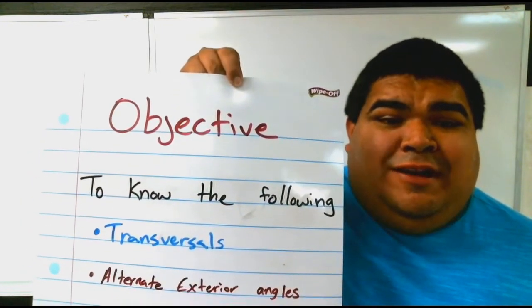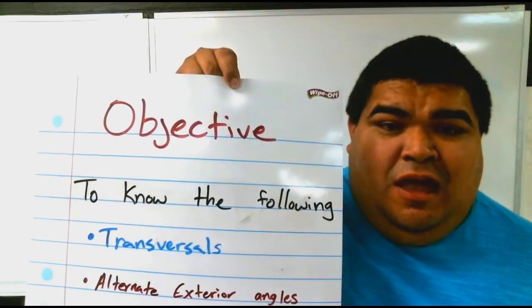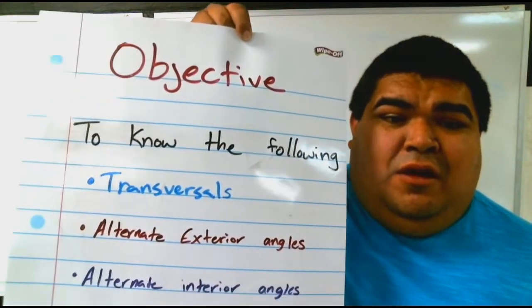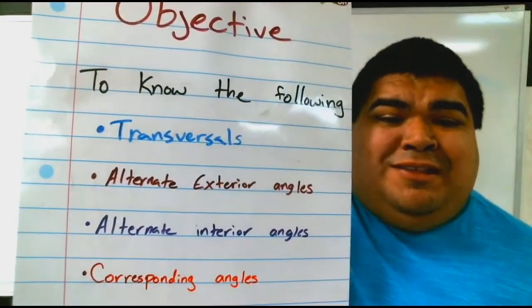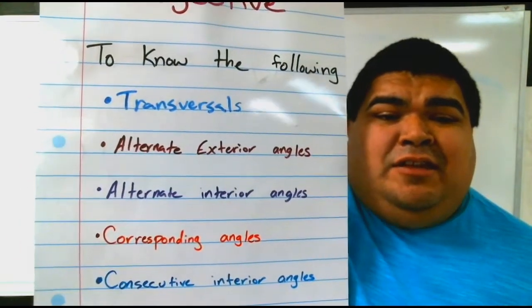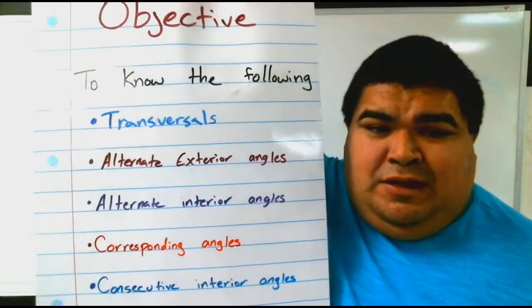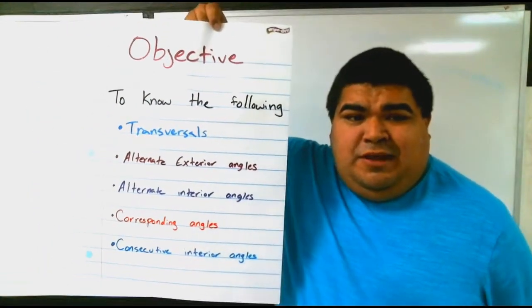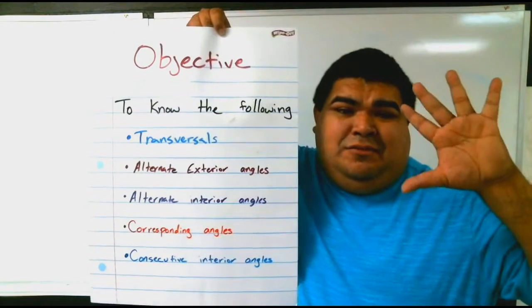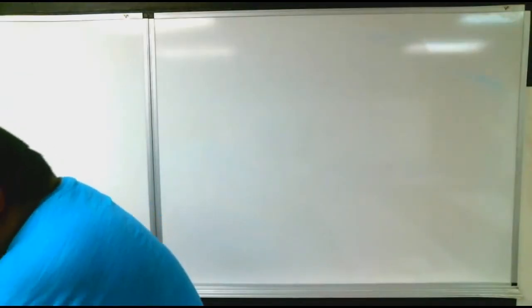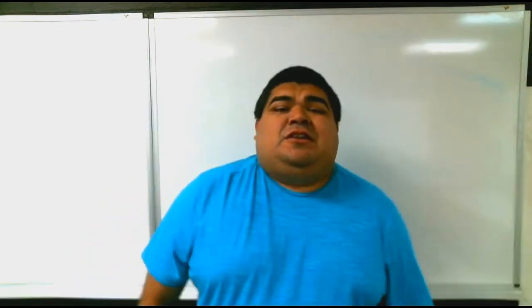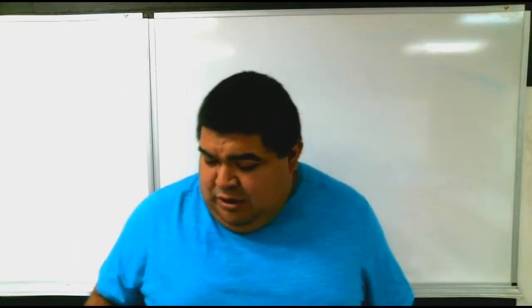What are alternate exterior angles? How do they work? Alternate interior angles, corresponding angles, and consecutive interior angles. So that's the objective for today. We have to learn 5 things. Very, very simple. Remember, the first one is transversals.